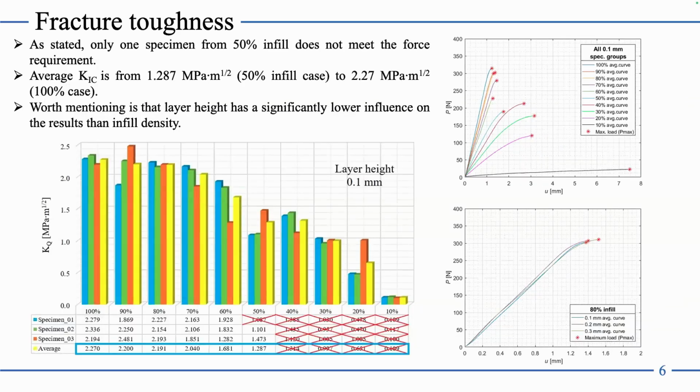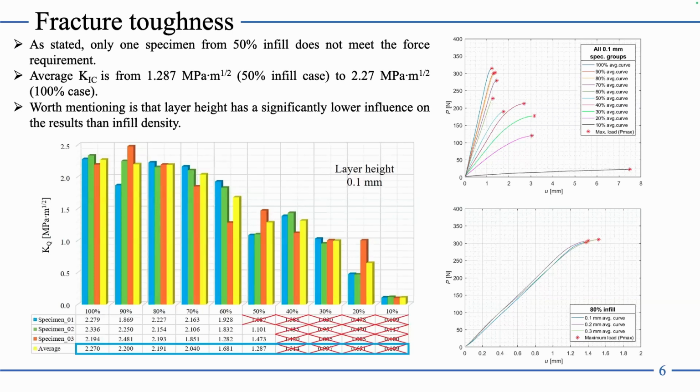And now, according to our results, this is the full data of the 0.1 millimeter layer height. All the results I'm presenting here are from the 0.1 layer height. We see that all these from 40 to 10 are invalid. This one specimen from the 50% batch was not valid, but still there were two valid specimens, and we used them as the result for the K1C.